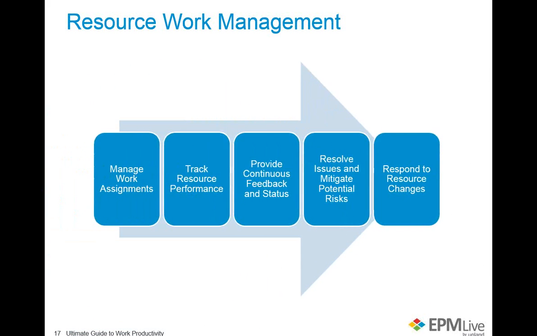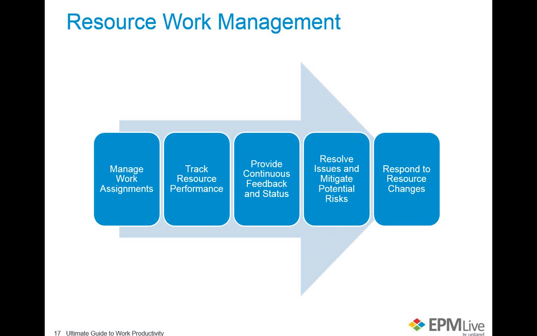So from a resource work management perspective, this is where the rubber starts meeting the road a little bit as far as the detailed pieces of that. Now it's really about managing the project. You've allocated these resources to the project, and the project manager is then managing all the assignments and tracking team member performance and deliverables. So the key is that all the tools that you need for this stage need to be available within this process. You manage the work assignments at that detailed task level. You track resource performance, you get and provide continuous feedback and status to and from your team, you resolve issues and mitigate potential risks, and then you respond to resource changes that may occur during the life cycle of the project.